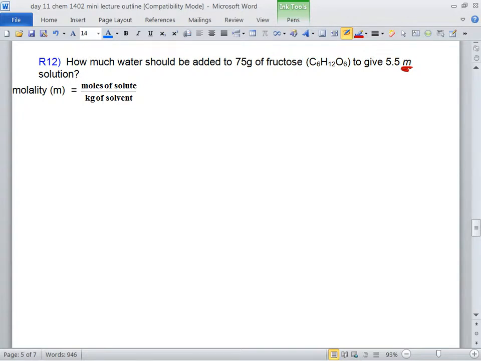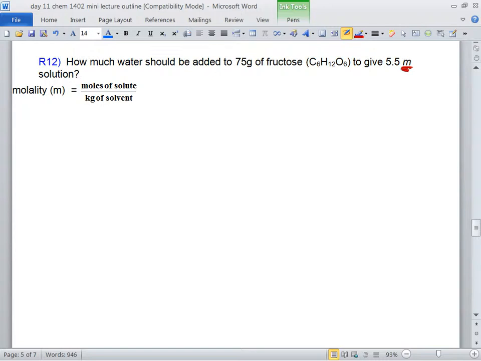Mia, where do you go from there? They want to know how much water should be added to 75 grams of fructose. Where's your answer? I mean, where is the answer at? Is it even in the equation? It's kilograms of solvent. That's the answer.